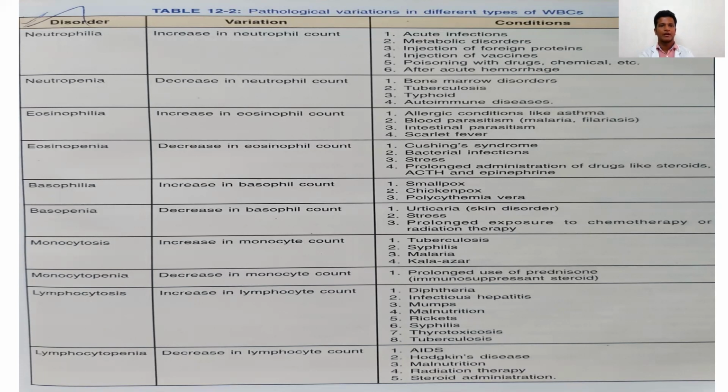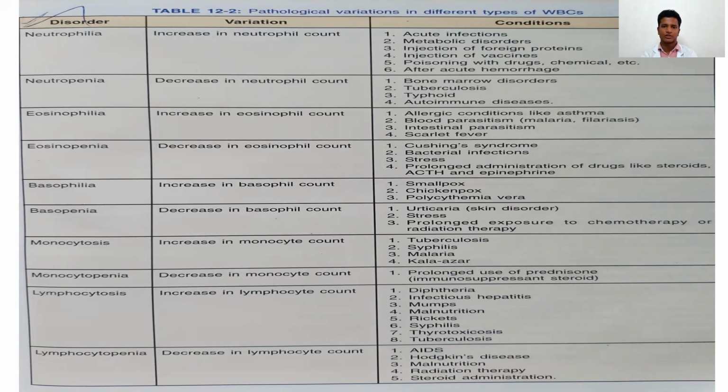Eosinophilia is the increase in eosinophil count, which is commonly seen in allergic conditions like asthma, blood parasitism, intestinal parasitism, scarlet fever. Eosinopenia is the decrease in eosinophil count, seen in Cushing syndrome, bacterial infection, stress, prolonged administration of drugs like steroids. Basophilia is the increase in basophil count, which is seen in smallpox, chickenpox, polycythemia vera. Basopenia, which is a decrease in basophil count, is seen in urticaria, stress, prolonged exposure to chemotherapy or radiation therapy.